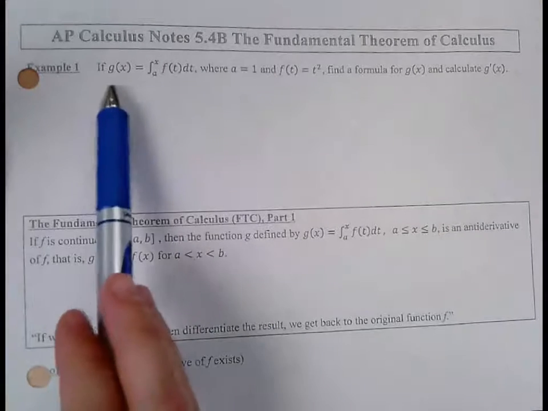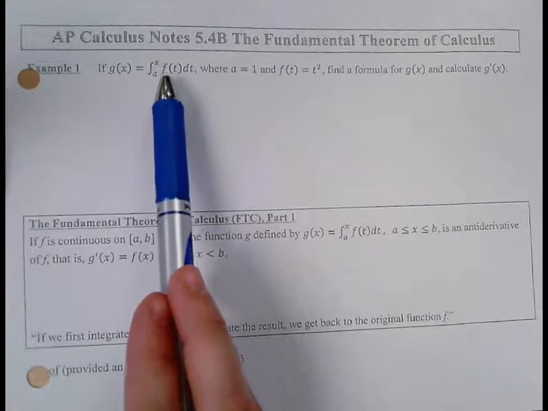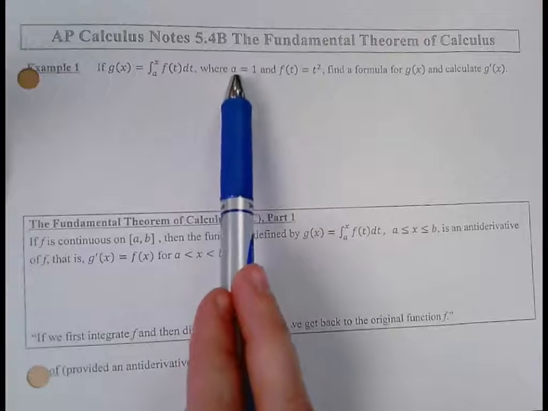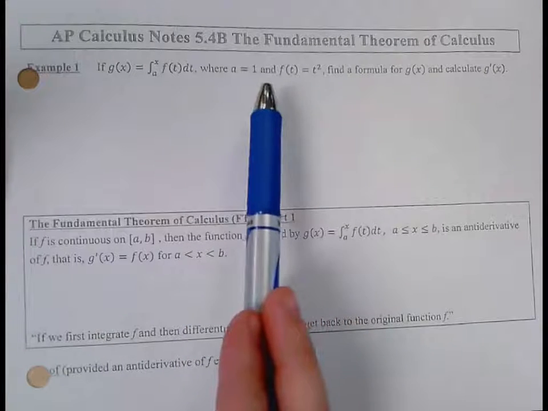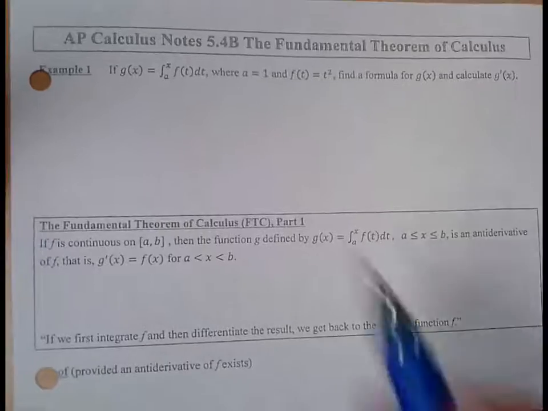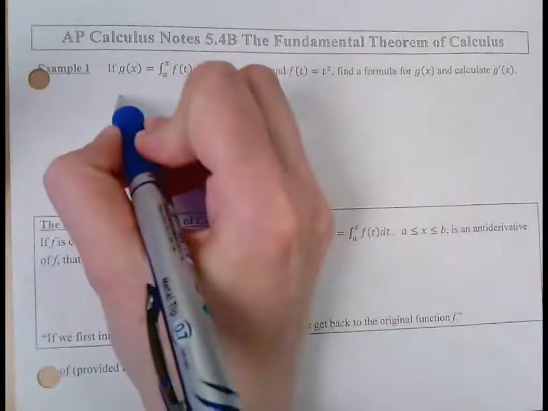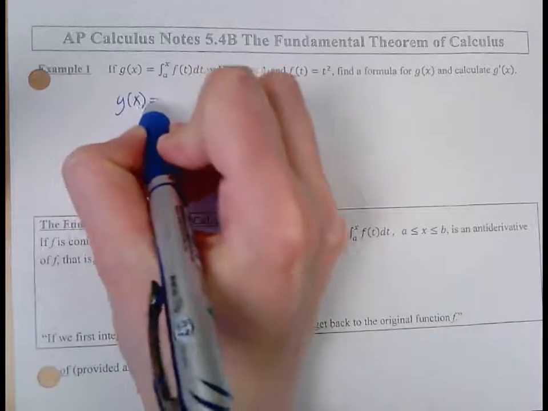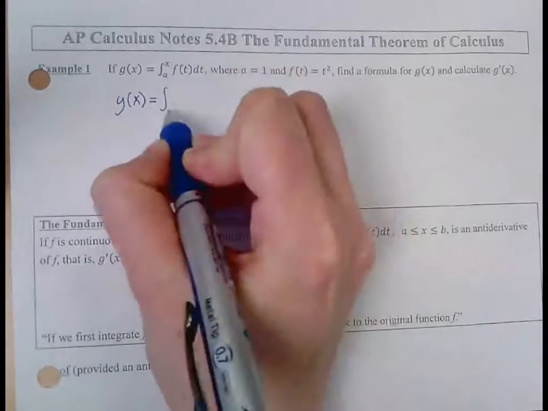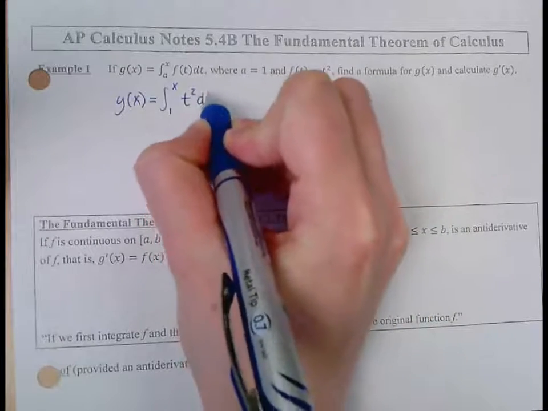But we are given if g of x is equal to the integral from some value a to x of f of t dt, where a is equal to 1 and f of t is t squared, find a formula for g of x and calculate g prime of x. So I am going to rewrite g of x, substitute in a and f of t. So I know g of x is equal to the integral from 1 to x of t squared dt.